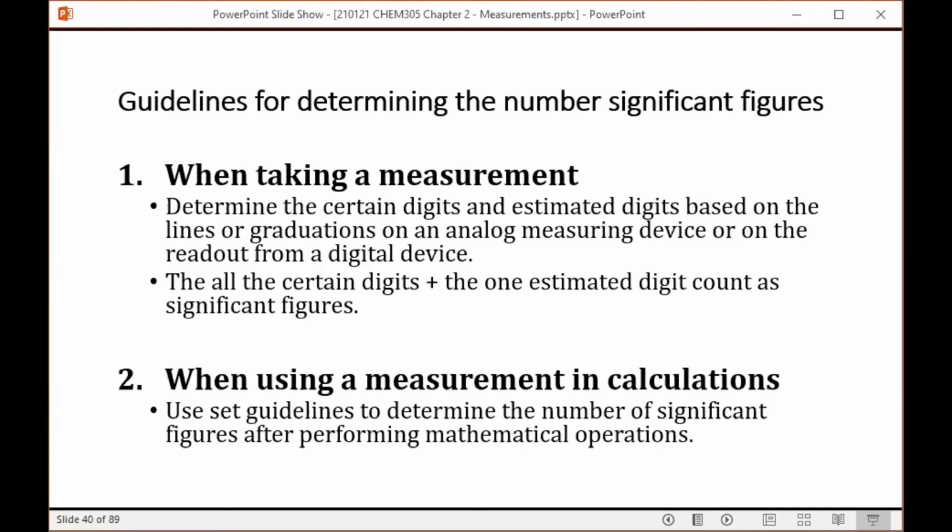And so when we start talking about mathematical operations in sig figs, which is next, that's what we'll be talking about how to do.